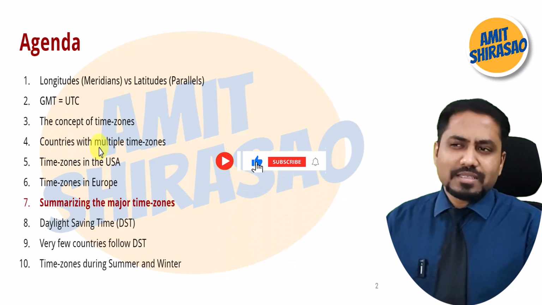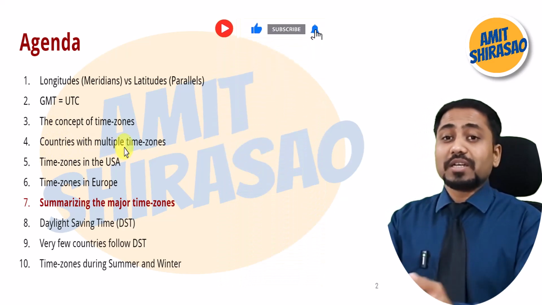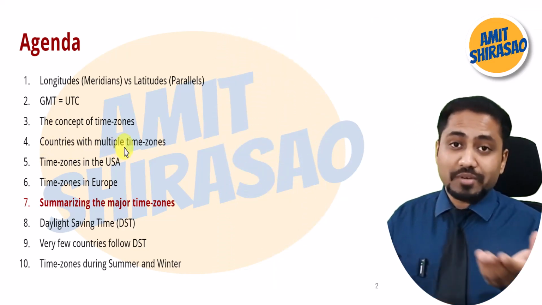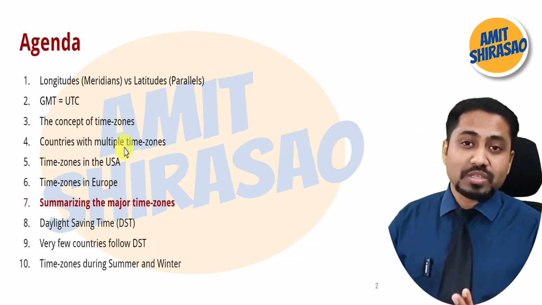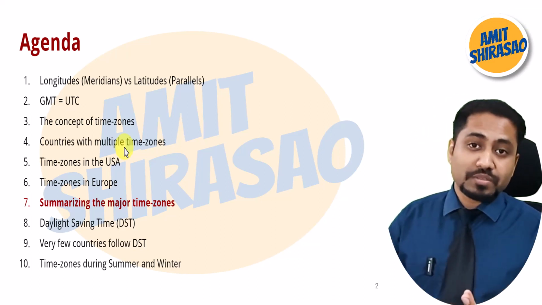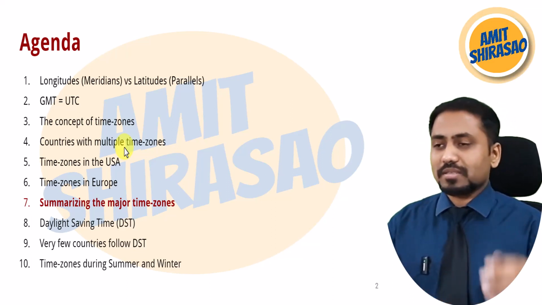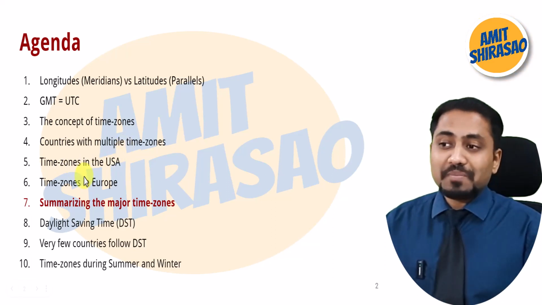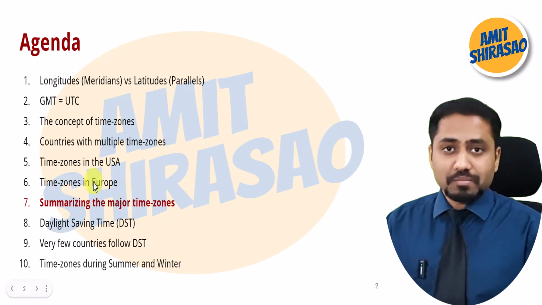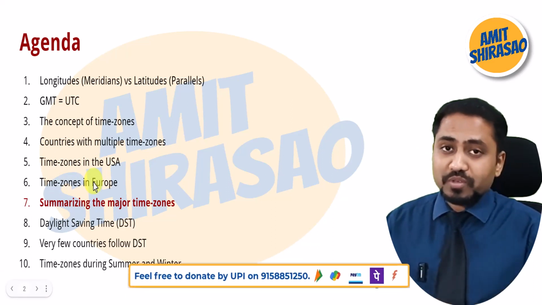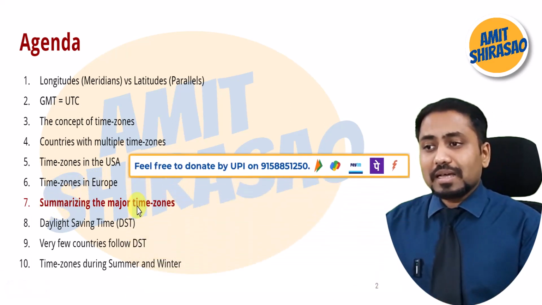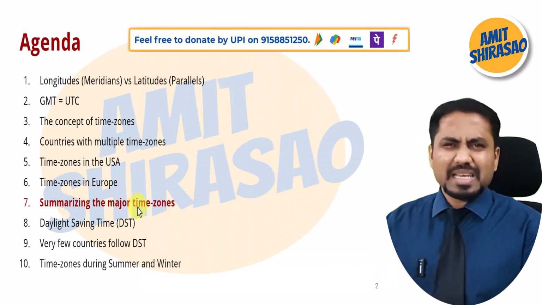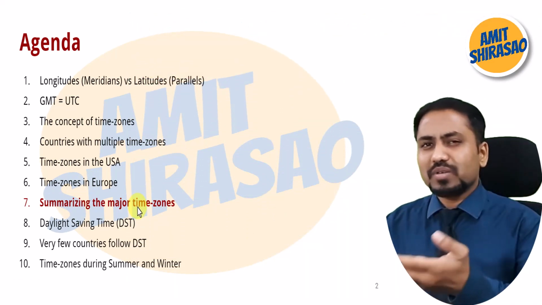Then I'll discuss a few countries having multiple time zones. Like US has 11 time zones, Russia also has 11 time zones, France has 12 time zones. Why so many time zones? We'll discuss. Then time zones in the USA, because most of our clients are from the US. Again, time zones in Europe, because some of our clients are also from Europe. Then summarizing the major time zones. So this is the same slide that I showed you, except without daylight saving.